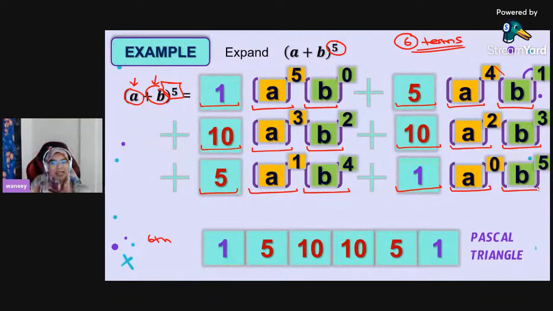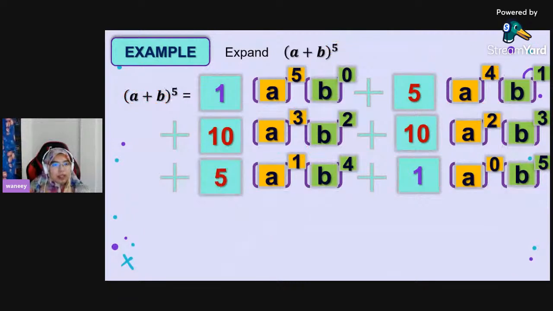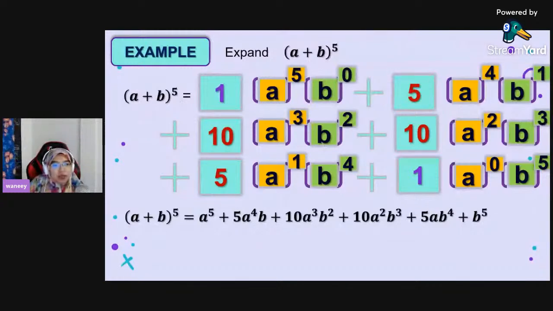So what happens next? Of course, we just need to simplify them. What is the value for each of them? For the first one, 1 stays as 1, and we have a to the power of 5, b to the power of 0 is 1. So we are only left with a to the power of 5. The next one is 5, a to the power of 4, b to the power of 1, so 5a to the power of 4 b.